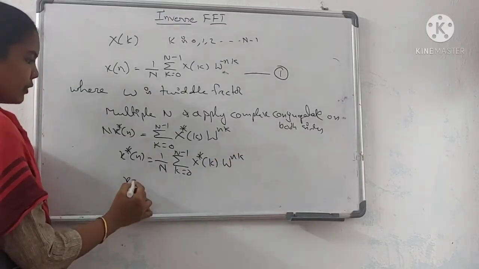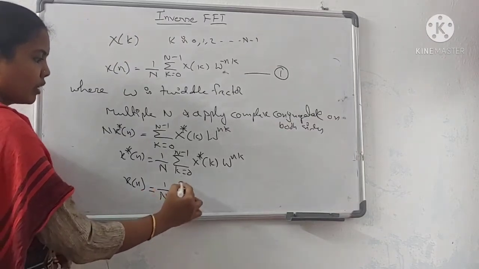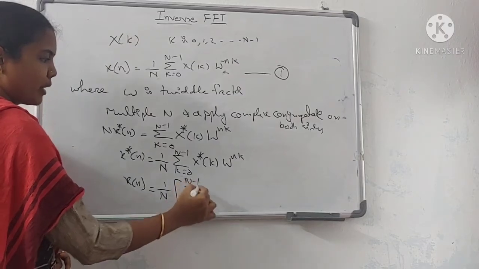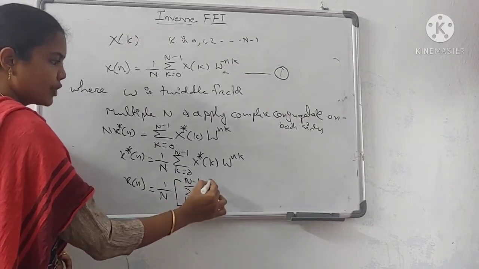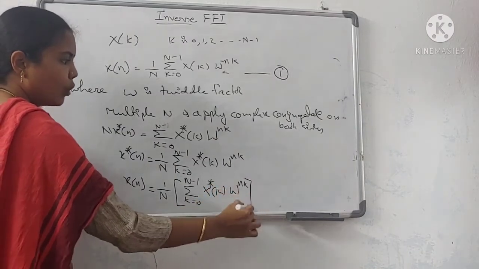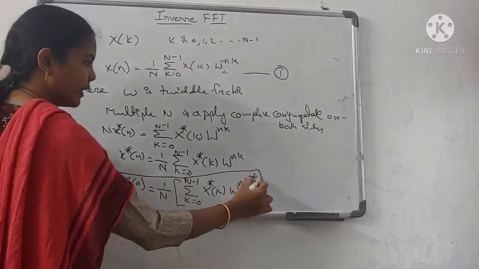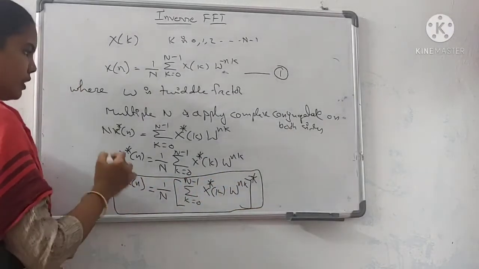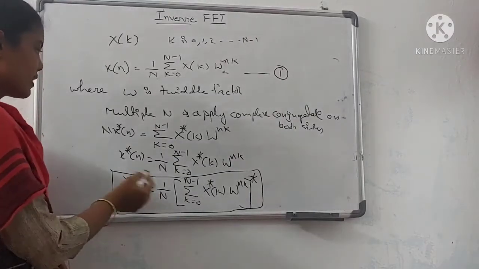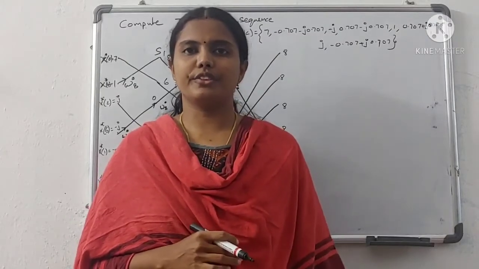Okay. So now we have to find x(n). x(n) is nothing but what? 1 by N into summation k is equal to 0 to N minus 1 X conjugate of k W_N^(nk), whole conjugate. Okay. So this is an inverse DFT. So this is an inverse FFT. Let us see the problem on inverse DFT.